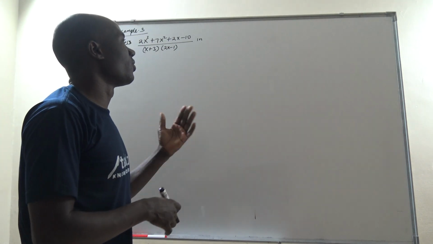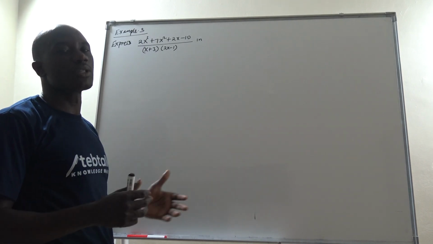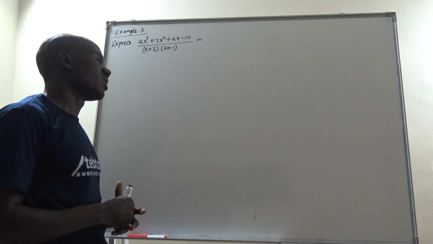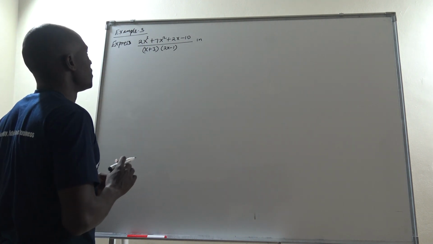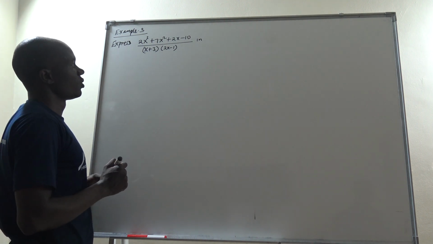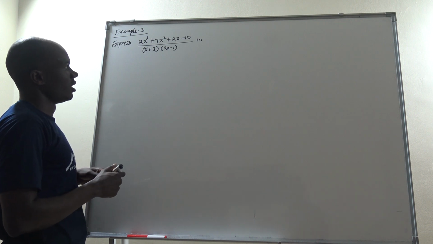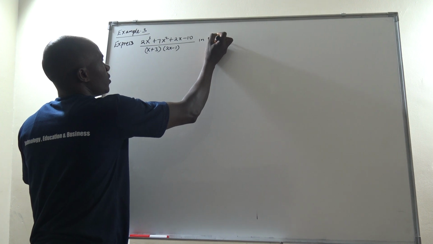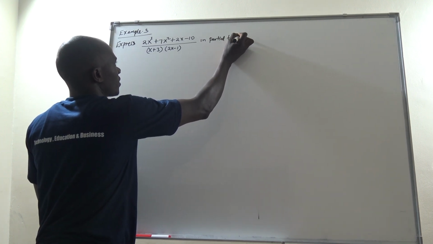We are still moving on with more examples on how to express into partial fractions, for those scenarios which involve an improper fraction. So, example 3: express (2x cubed plus 7x squared plus 2x minus 10) all over (x plus 3)(2x minus 1) in partial fractions.